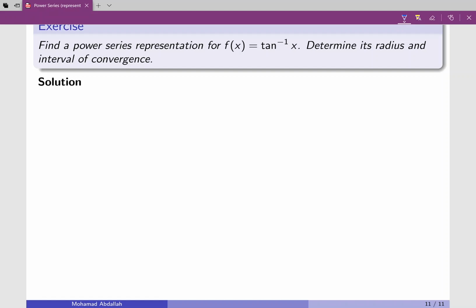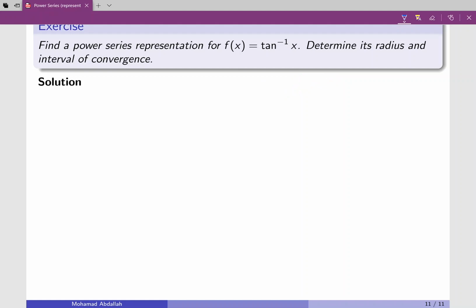Another exercise: I want to find the power series representation for f of x equals tangent inverse of x. Now, the only thing I have in my hand is that 1 over 1 minus x is equal to the sum of x to the power n. I want to use this somehow. Clearly, tangent inverse of x is not related to that one directly. Okay, so we need to think about something else. Maybe its derivative, maybe its integral.